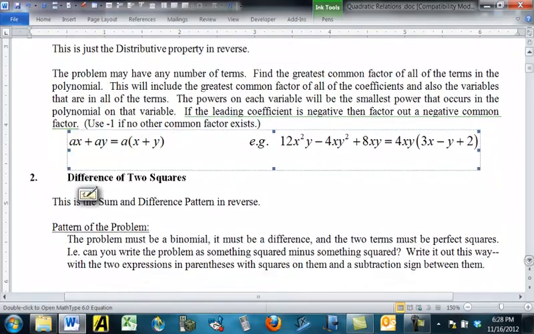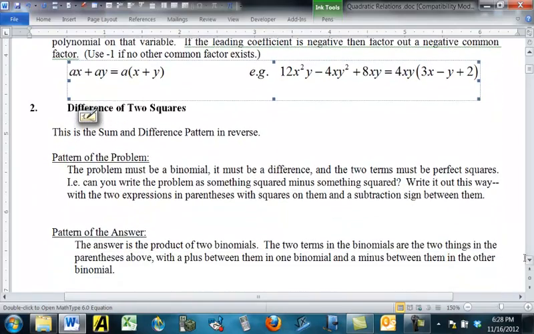Now the next thing is we want to check for difference of 2 squares. It's important that you check for these patterns in this order. So what's the pattern of the problem? It's got to be a difference of 2 squares. So it must be a binomial, it must be a difference, and the 2 terms must be perfect squares. In other words, can you write it as something squared minus something else squared, an a squared minus b squared?